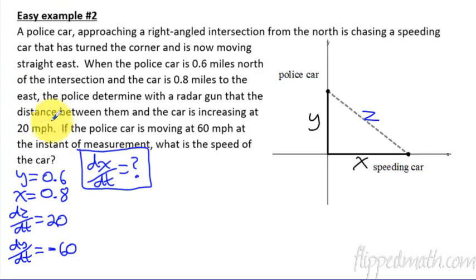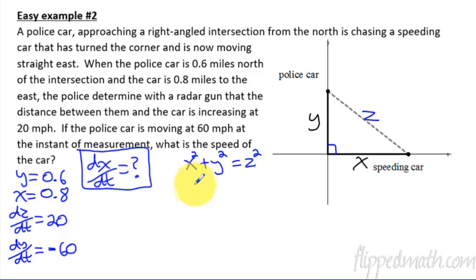What type of variables do I have? I've got an x, y, and a z. So x, y, and z. How do you relate this? Well, if it's an intersection, and we're assuming it's a right-angled intersection, then we use the Pythagorean Theorem. x squared plus y squared equals z squared.